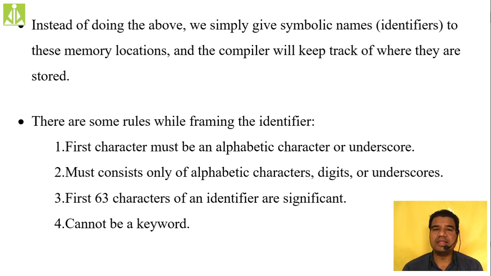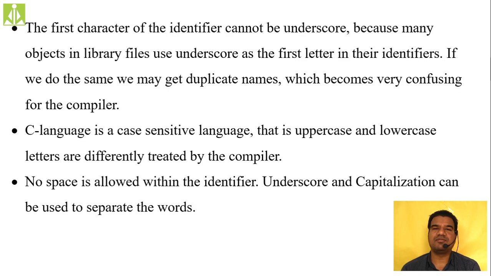And the length of your identifier, how many characters you can take inside your identifier, in the sense up to 63 characters allowed. So if you take the 64th character, your compiler will omit that one. Your compiler will not consider that one. Okay, then it cannot be a keyword. So we discussed the concept of keywords, and you cannot use a keyword as an identifier. So these four are the rules, and apart from these rules, we have some programming practices.